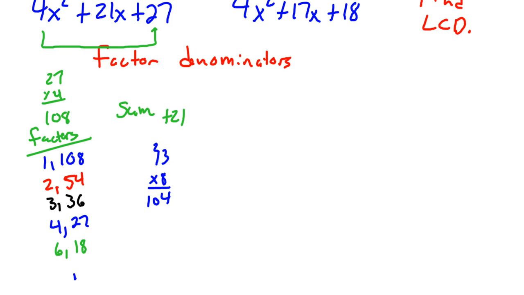So let's check 9. If we do 9 times 11 would be 99. 9 times 12 would be 108. Okay. So we've got 9 plus 12 does add up to be 21. And then 9 times 12 is 108, so that's the factors that we're looking for. Now, the biggest difference on that one.